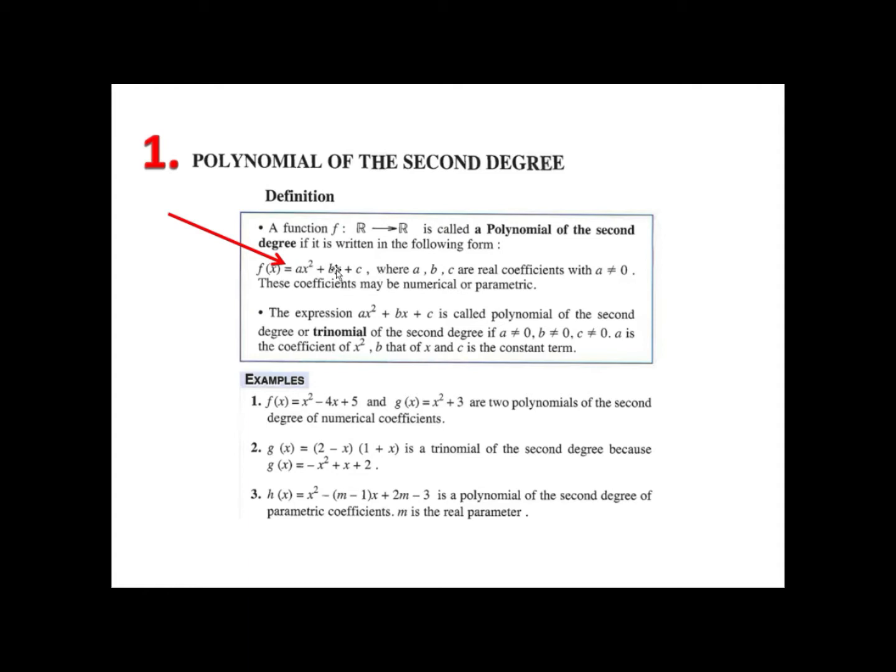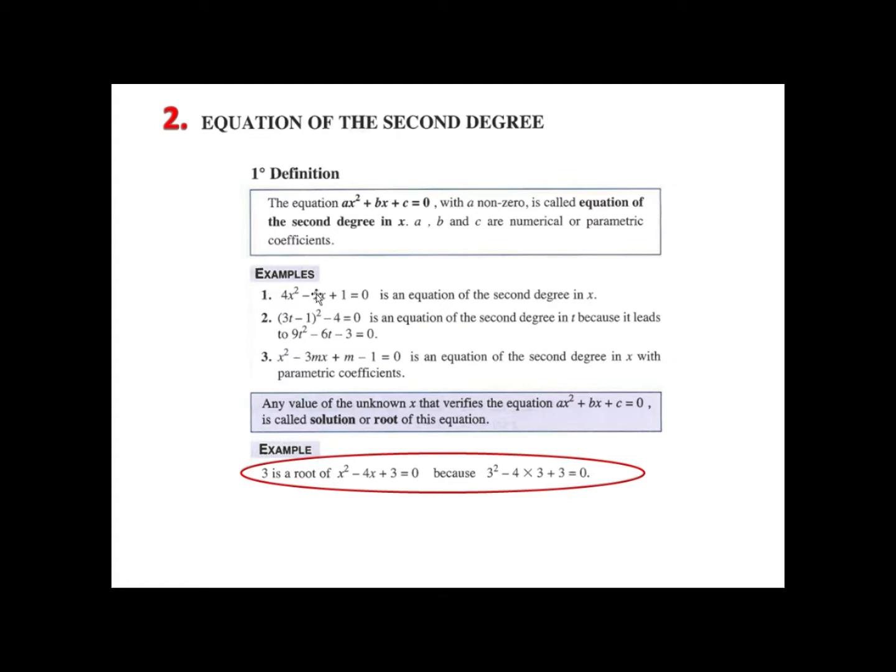We said that إنه any quadratic equation أو polynomial of second degree شكله راح يكون ax square plus bx plus c. This is a polynomial, and if it is an equation it should be ax square plus bx plus c equals 0.